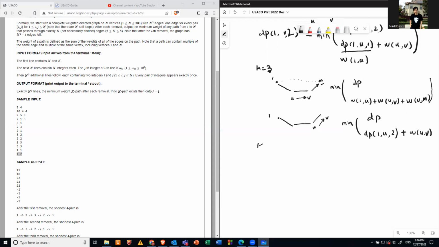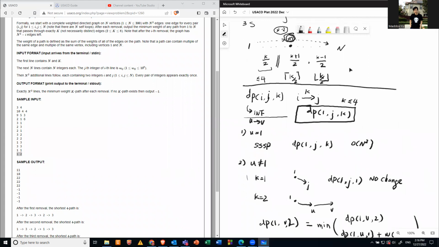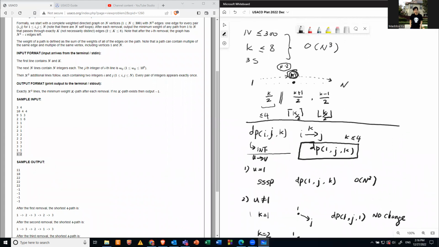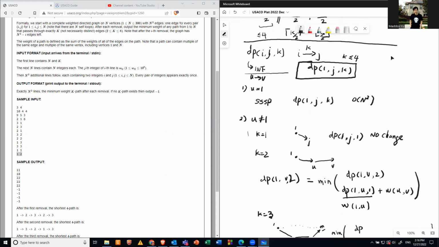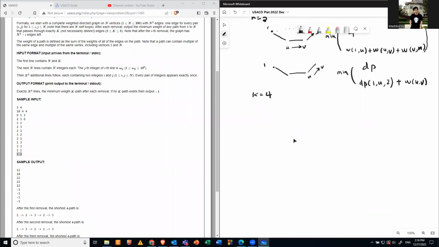Okay, so k equals 4. Remember, at maximum I only need to do 4. That's why I'm trying to pick the midpoint. So that's the standard divide and conquer. Otherwise, if you go to k equals 5, k equals 6, that's just too many cases to think about. For k equals 4, there are a couple more cases.